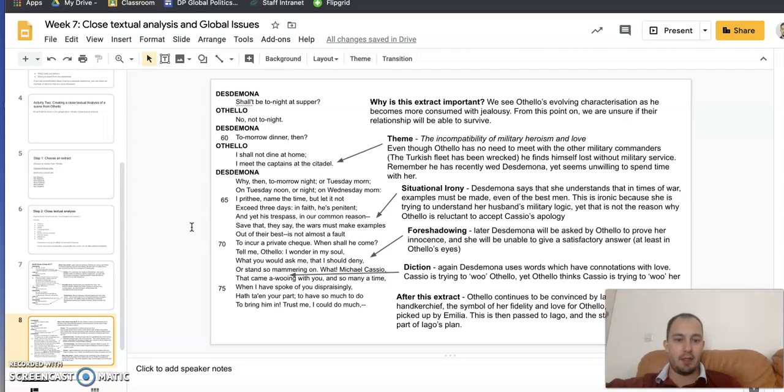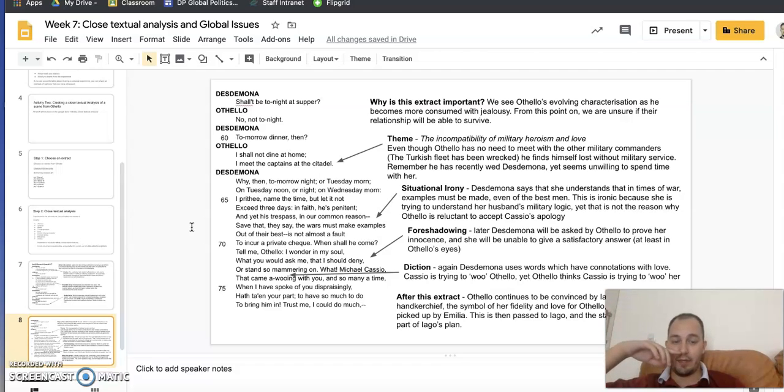And so after this extract, Othello continues to be convinced by Iago that Desdemona is cheating on him, and Desdemona's handkerchief, which remember is this symbol for her fidelity, for her chastity, for her love for Othello, is dropped and picked up by Emilia. Emilia then unwittingly passes it to Iago, and the stage is really set for the final part of Iago's plan.